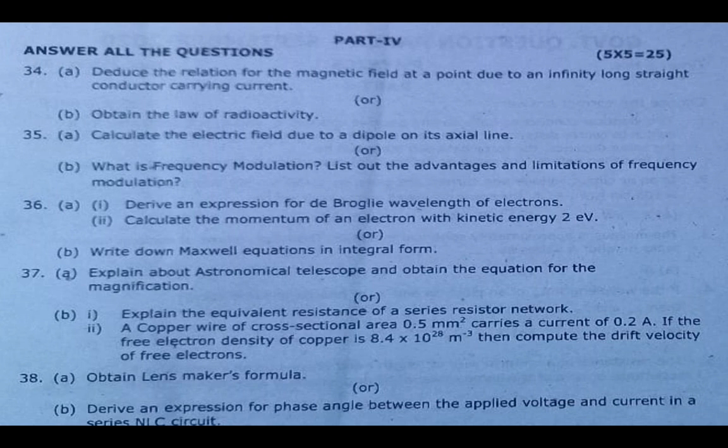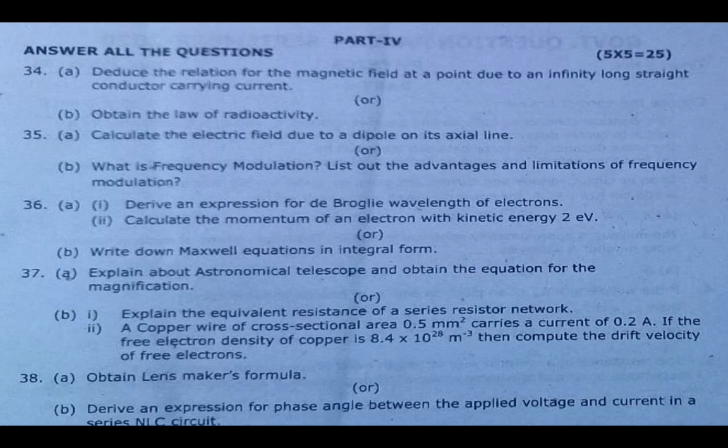Question number 36. In that, the first option asks: derive an expression for de Broglie wavelength of electrons. Second, calculate the momentum of an electron with kinetic energy 2 electron volt. Or 36B, write down Maxwell equations in integral form.